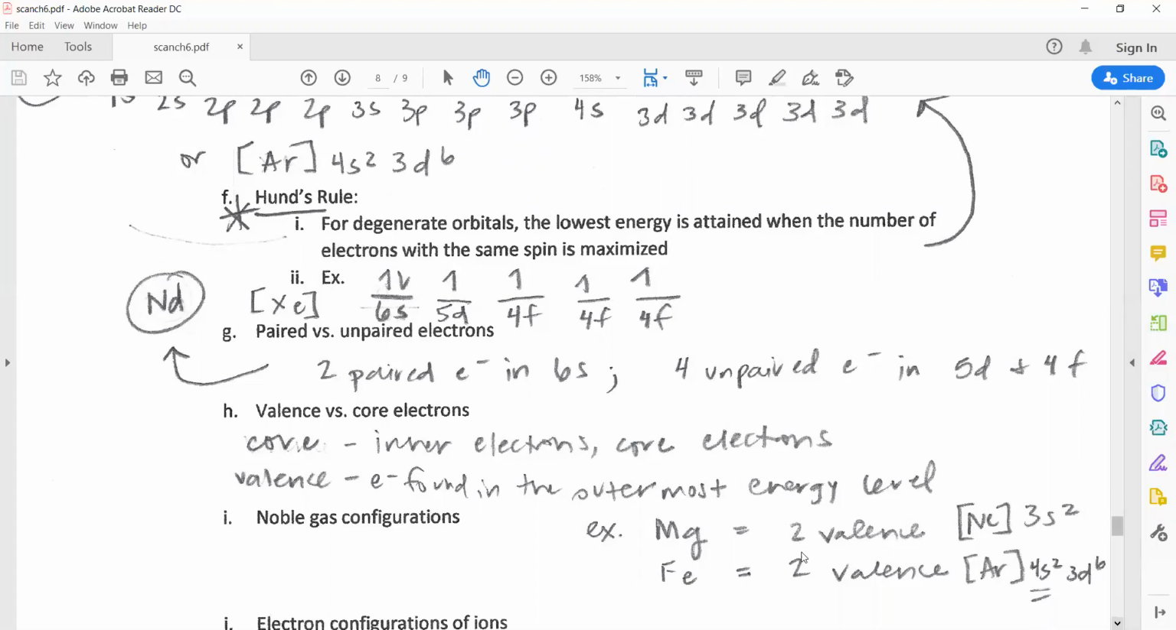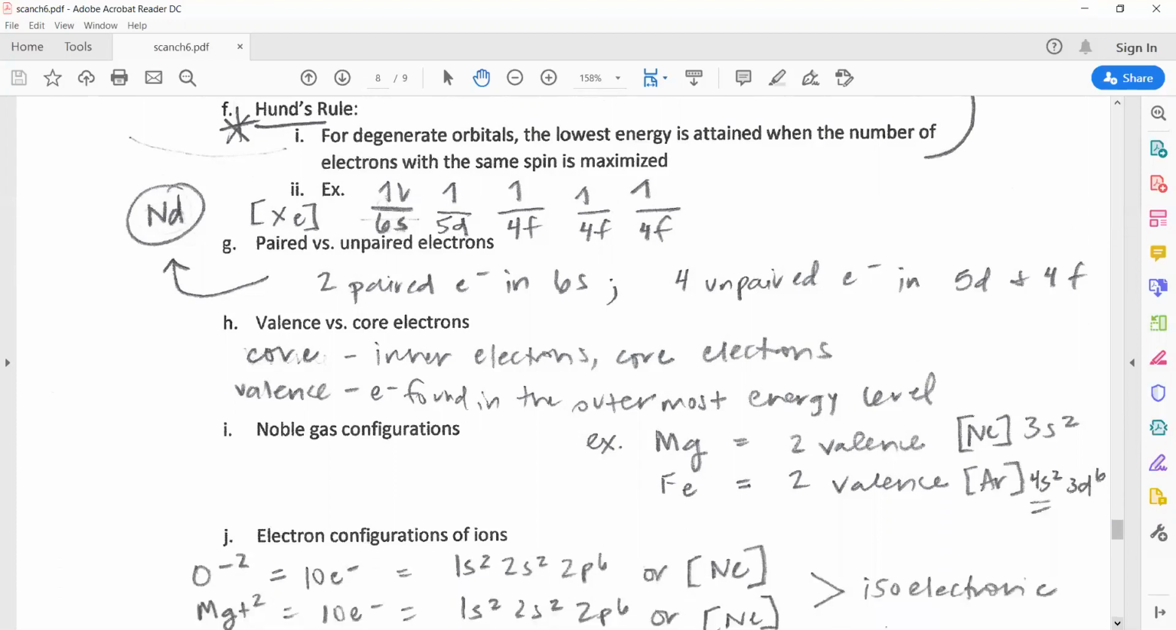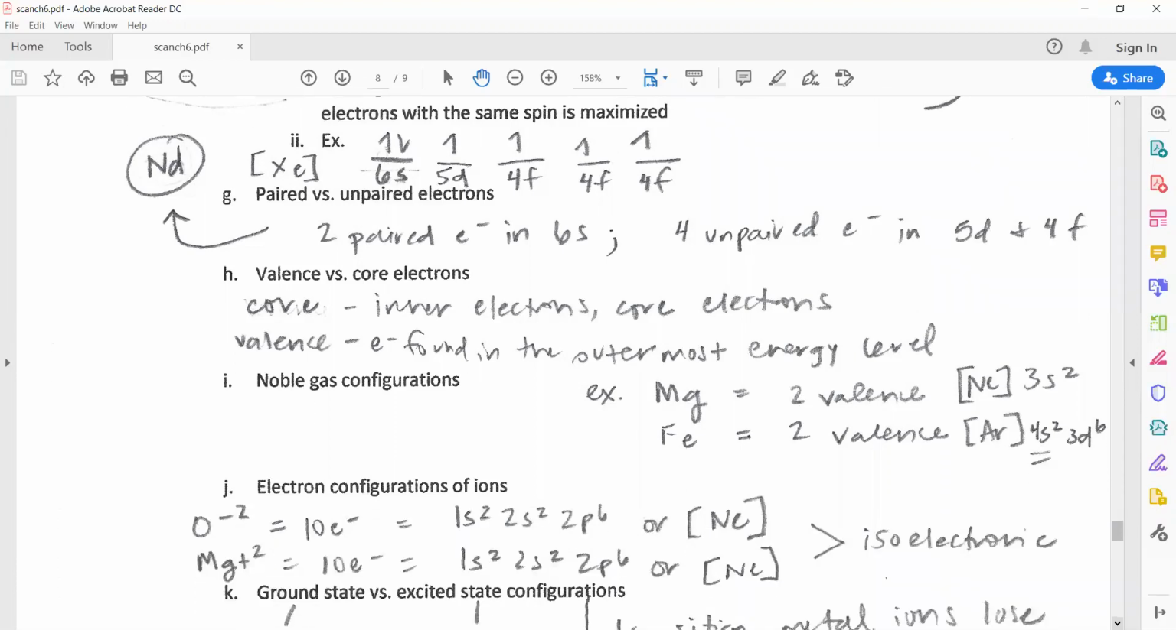You also can distinguish valence versus core electrons. So core electrons are inner electrons in an atom. They are not involved in chemical reactions. The valence electrons are the ones that get involved with chemical reactions. So these are the electrons that are found in the outermost energy level.